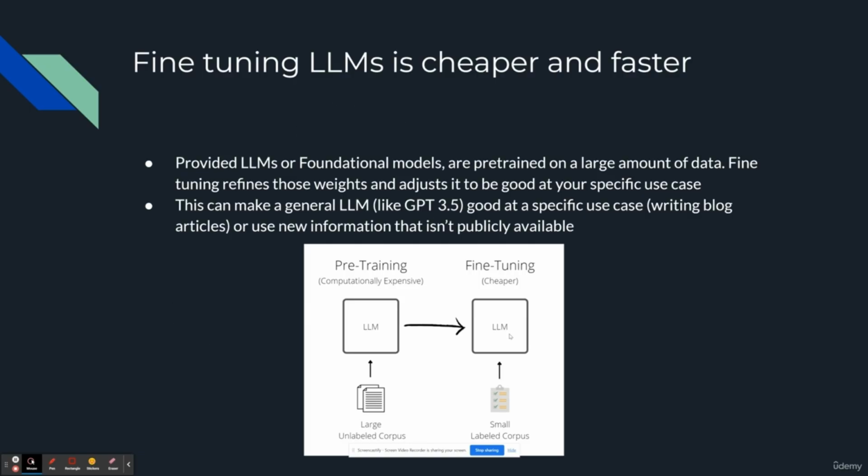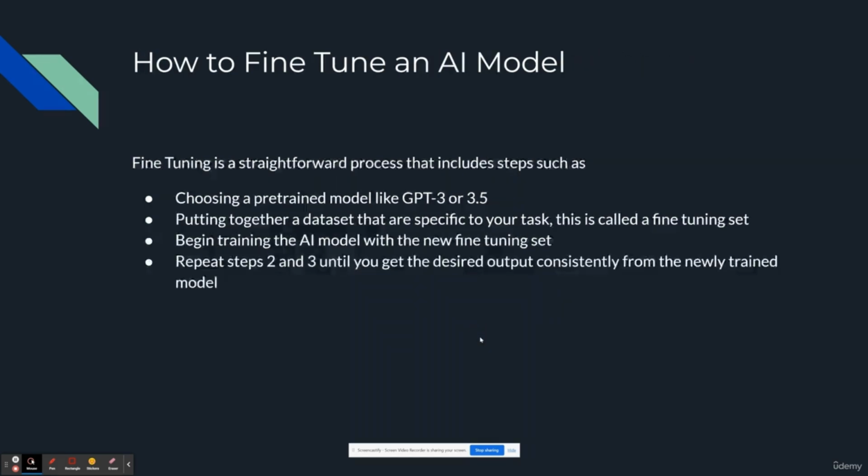A visual of this is a pre-trained LLM, which is computationally expensive and uses a large unlabeled corpus, which is a training set. Then a fine-tuned version is built on top of the pre-trained version and uses a smaller labeled corpus, which is the data set that you're providing.